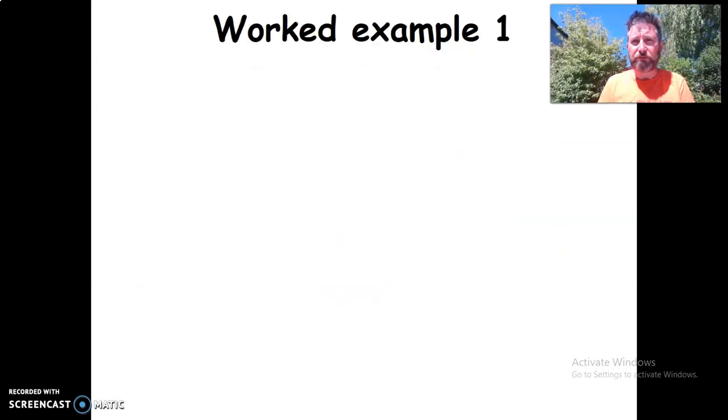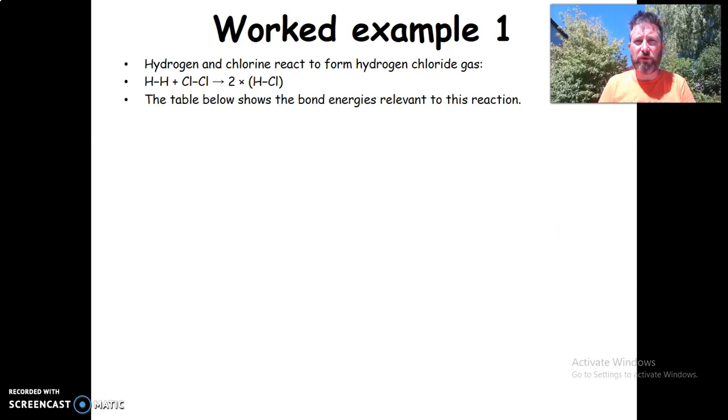Right, worked example 1. What I've got here is a reaction between hydrogen gas and chlorine gas to make hydrogen chloride gas. Okay, if you dissolve hydrogen chloride gas in water, you get hydrochloric acid. Right, but this is how we make it. So if we have a look at that, this is the equation here. I've got HH, so there's a hydrogen bond there, an HH bond. That line in the middle is the bit I'm interested in.